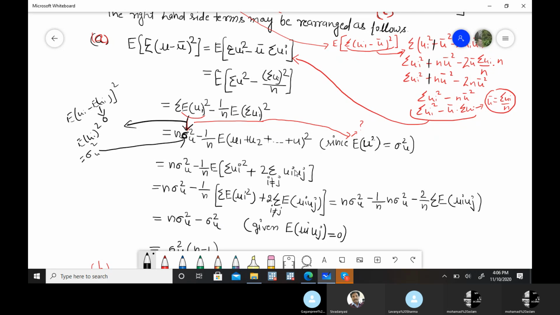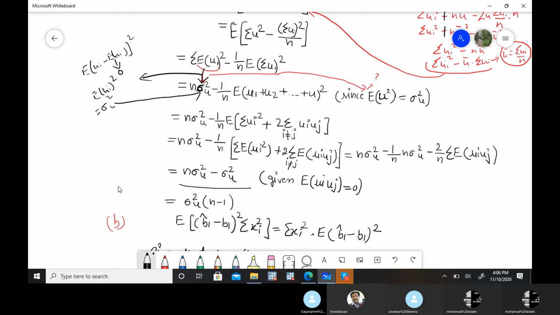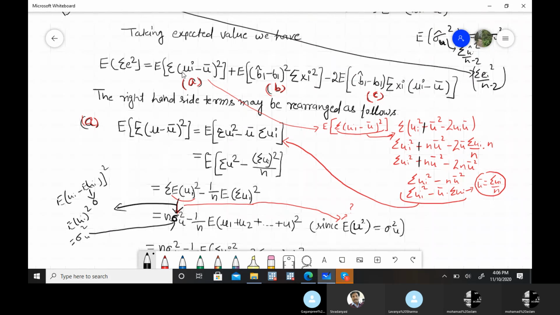So we can write it as sigma square. So it is n sigma square minus 1 by n sigma square minus 2. This particular term will be 0. So we will remain with this equation. This is sigma square of residual and n minus 1. So this is the first part, A part. This value is for the A part.